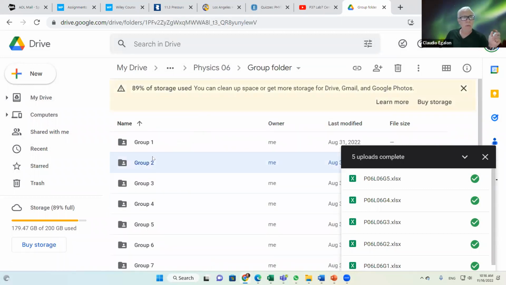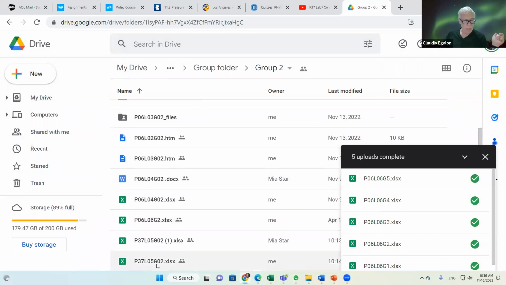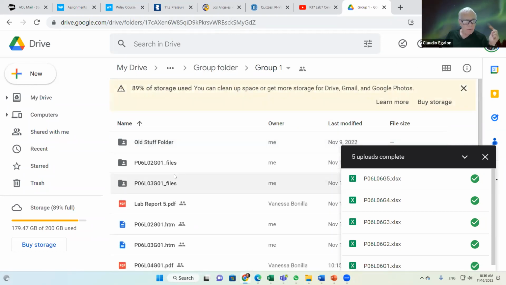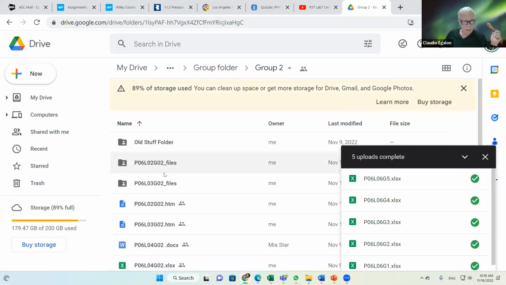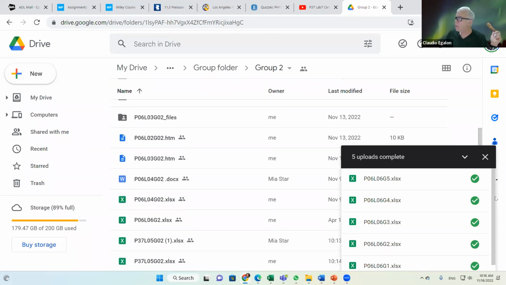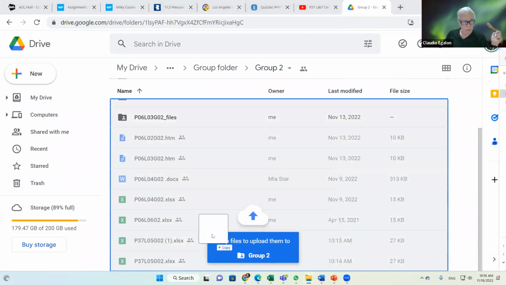For the other one, group 2. Let's see, I don't see lab 6 here. Strange. Let me see if lab 6 copied there too. Lab 6 copied here. Yeah, I don't see lab 6 copied in here. Strange.